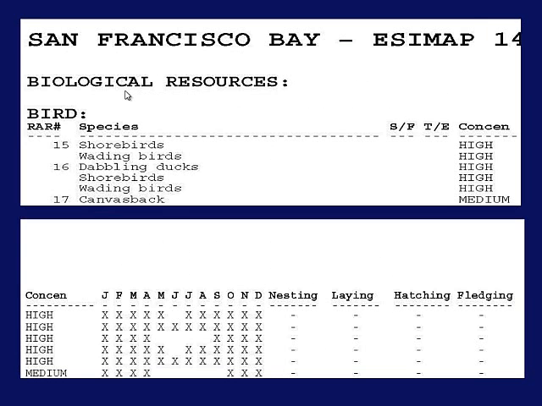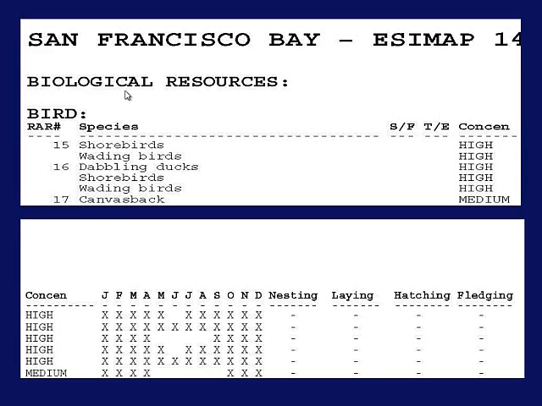If we zoom in and look at it, what we find on that data table is information about, we see the RAR number, and 16 was the number on the front of the map that I was showing you. And we can see what species it is. In this case, it gives a bunch of species: dabbling ducks, shorebirds, wading birds. It's a big group. It will tell us if they are a state or federal species that is threatened or endangered or of special concern. And then it'll tell you what their concentration is. Is it high, low, medium, or are they just present?